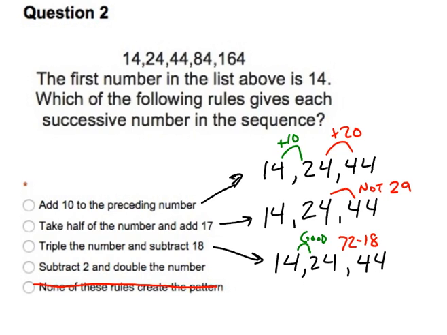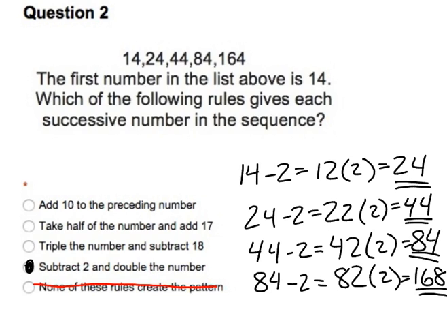Question number 2, I'm going to try each pattern. I have to go to the answers to figure out what the answer is. I've got add 10 to each number. 14 to 24 works, and then the second, 24 to 44, does not work. That's adding 20. You'll notice for each of these, by the time you go from 24 to 44, I break the pattern. So same with take half and add 17. I'm looking for 29 for that 44. Triple the number and subtract 18. That doesn't work out from 24 to 44.